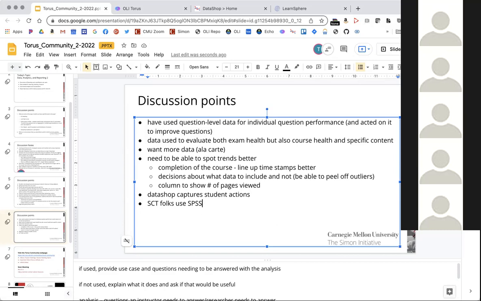I think it's really common in the learning sciences and psychology fields to use SPSS. My training was as a biological scientist and I never used SPSS. So each field has its own niche.